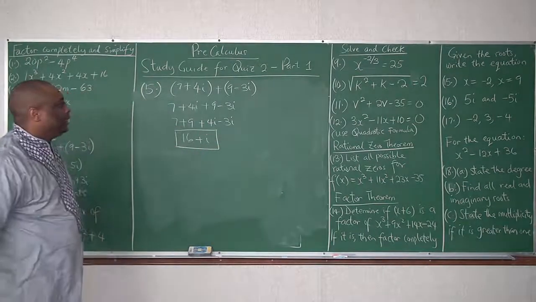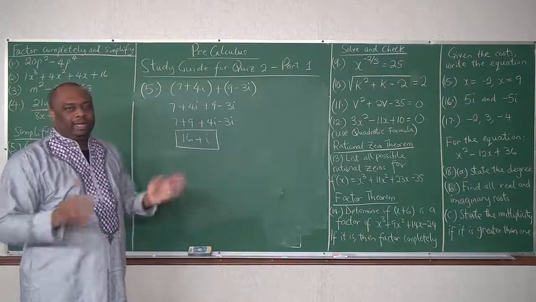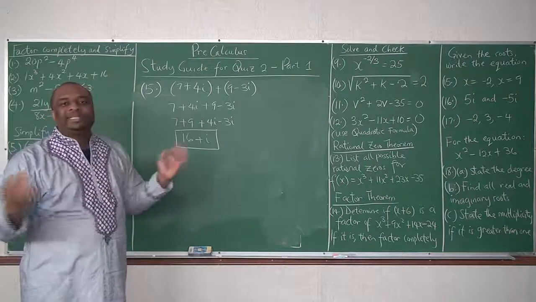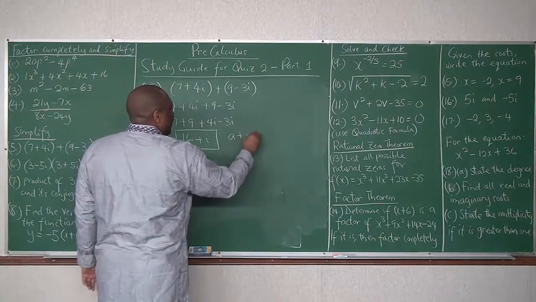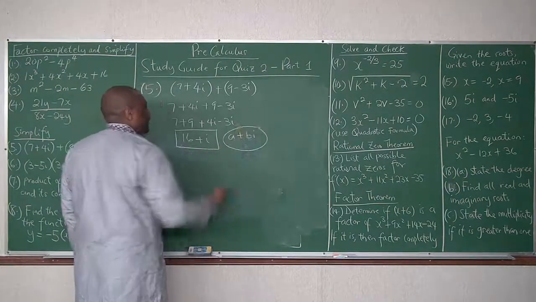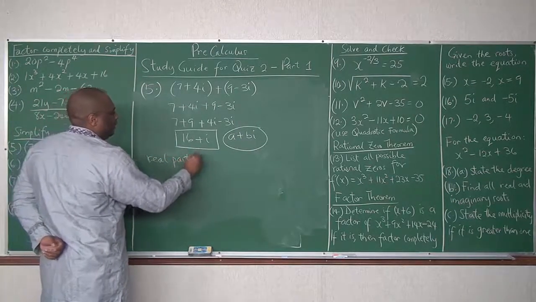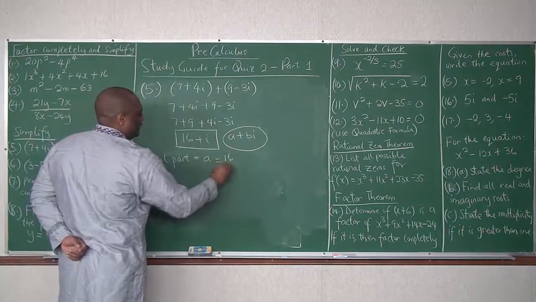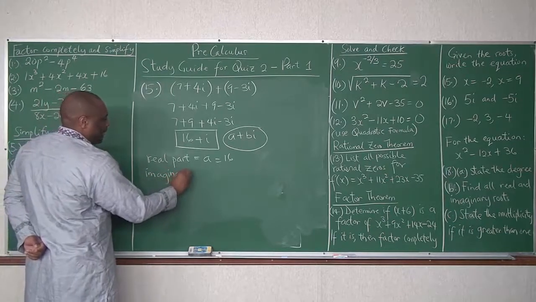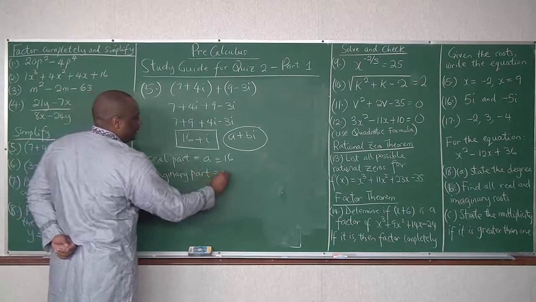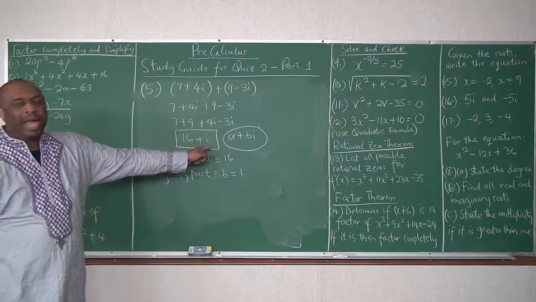16 plus i. So remember, usually they require you to write it in the standard form of a complex number, a plus bi. So what is the real part? The real part is a, which is 16. What is the imaginary part? The imaginary part is b, which is 1, because this means 16 plus 1i. That is what it means.